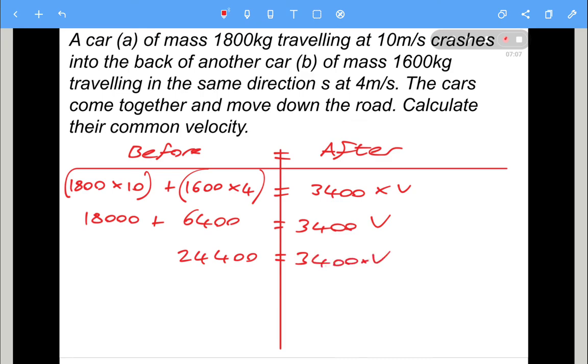So you should be getting the hang of these now. So we just need to do 24,400 divided by 3,400, which gives us a combined common velocity of 7.2 meters per second. Hopefully that final one went okay.